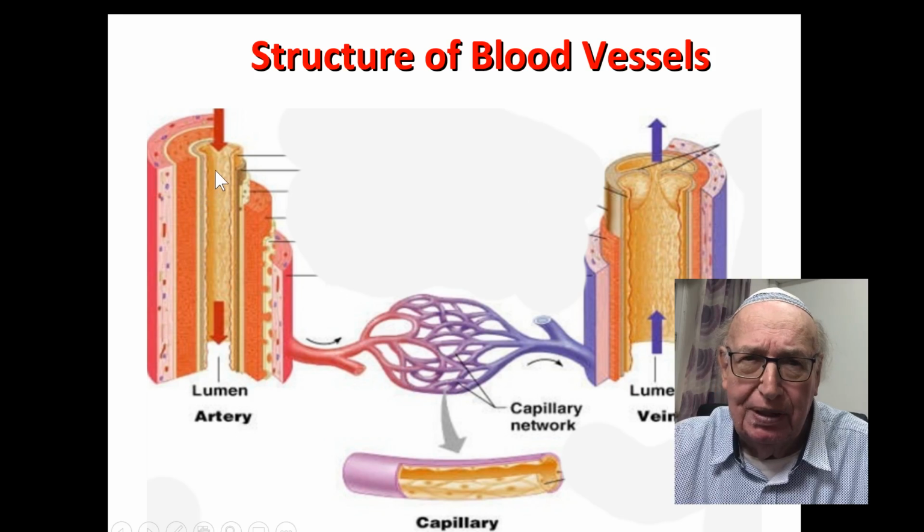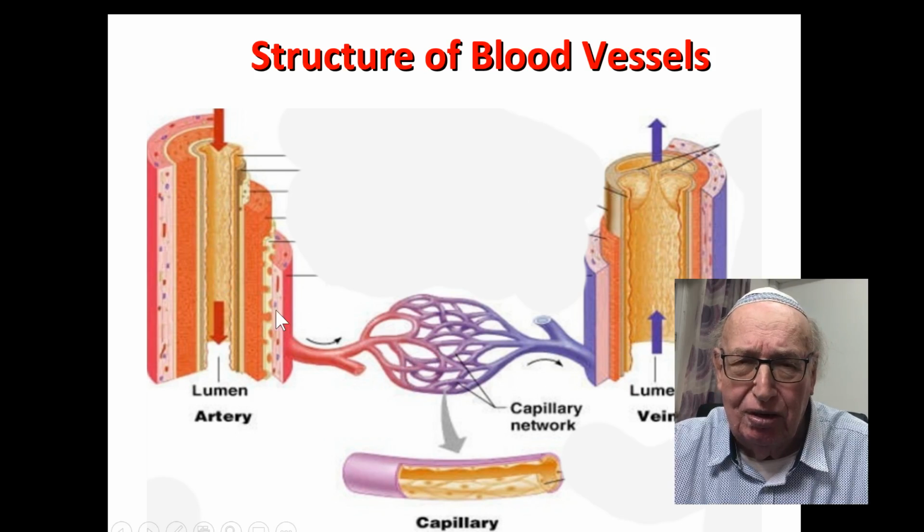Here's our picture. This is an artery, a capillary, and a vein. Notice this is red because it's oxygenated blood. The oxygen is taken out in the capillaries and returned blue to the venous end.